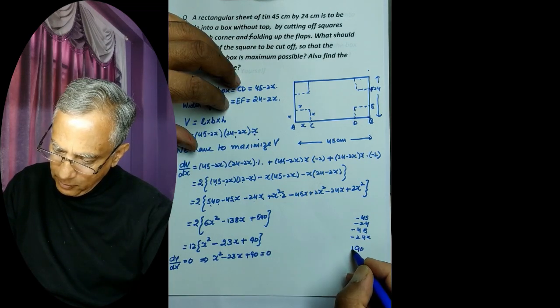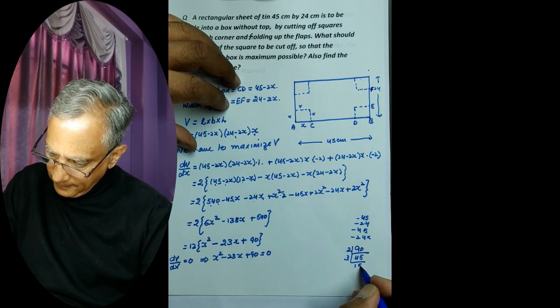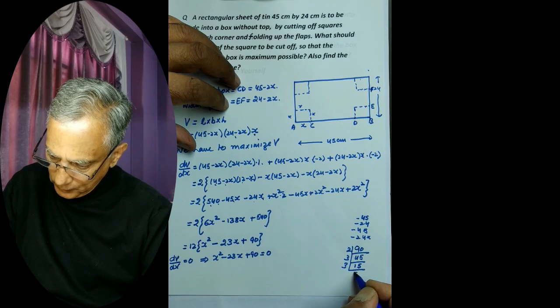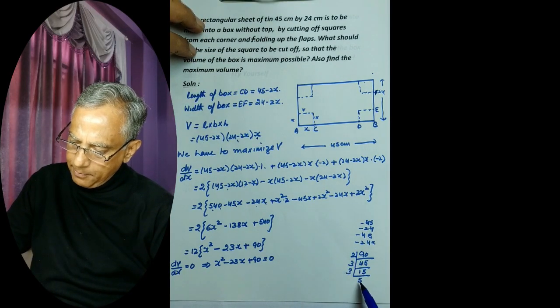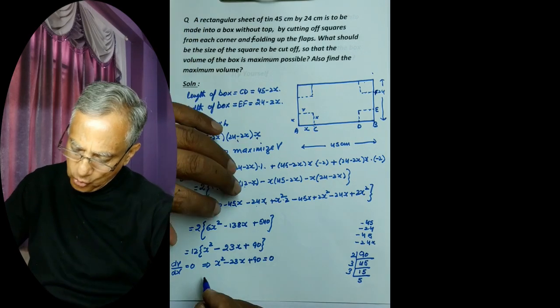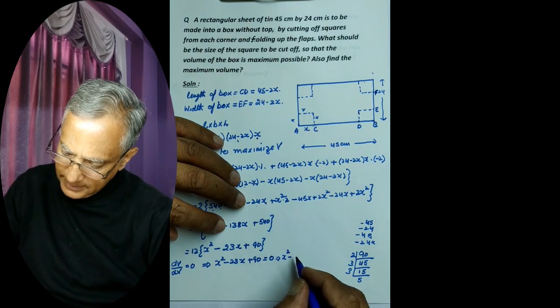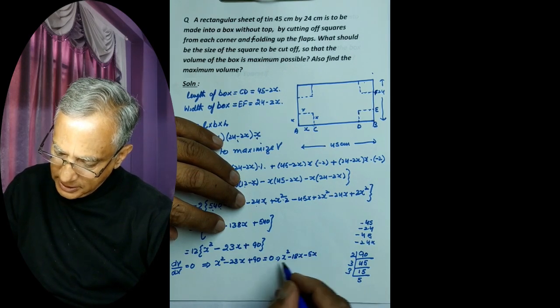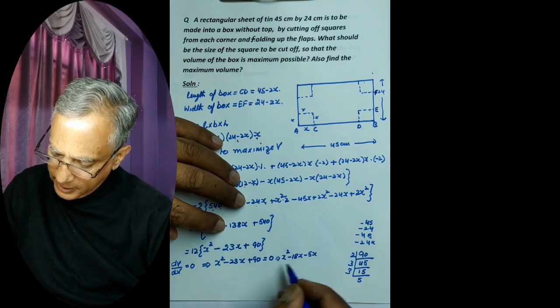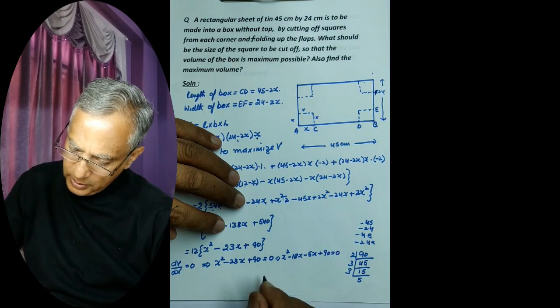Now 90 can be factorized as 2 into 45, 3 into 30, 5 into 18. 3 3s are 9, 9 2s are 18. 18 plus 5 is 23. So we can write this as x square minus 18x minus 5x. Sum is minus 23 and product is 90. So plus 90 is equal to 0.